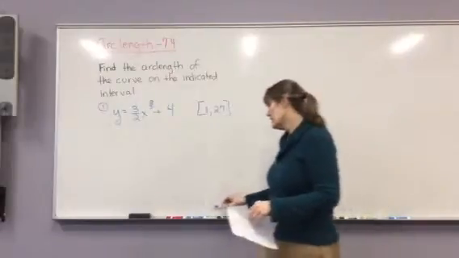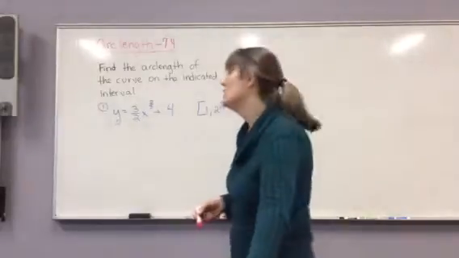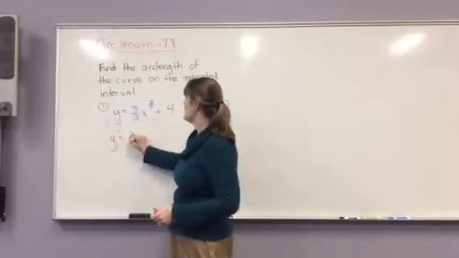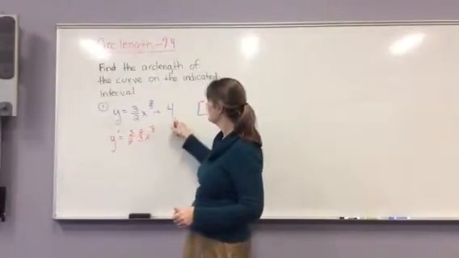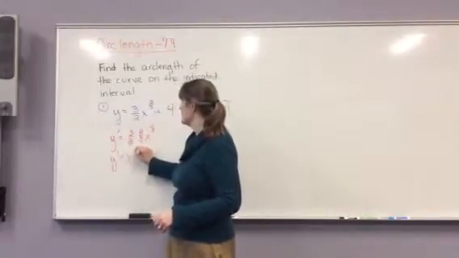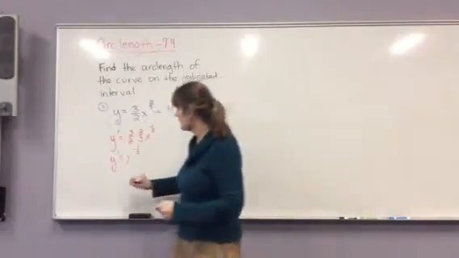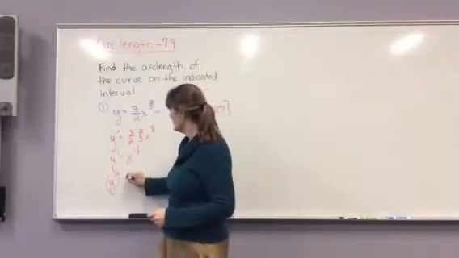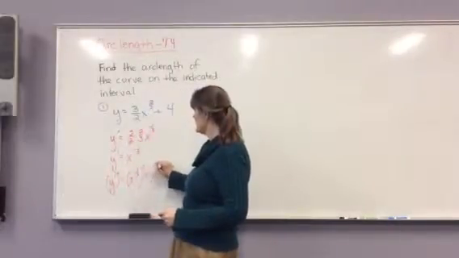Now, for my formula, what I need is y prime. So that's our first step, is we're going to look at what is y prime. So take our derivative, we have 3/2 times 2/3 times x to the 1 less power. The derivative of 4 is 0. So I get that y prime is x to the negative 1/3. In our formula, we need 1 plus y prime squared. So I'm going to do that down here. If I square this, I get x to the negative 2/3.